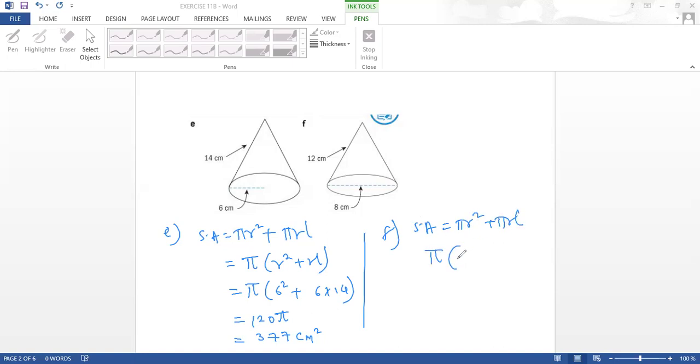But if the same thing, pi r squared plus pi rl, I'll factor out my pi. R is 4 because the diameter is 8. So r squared plus r, 4 times 12. Now this is 16 plus 48. 16 plus 48, that should be 64. So your surface area should be 64 pi. So if you don't want an exact answer, you want a rounded one to 3 significant figures, that is around that.